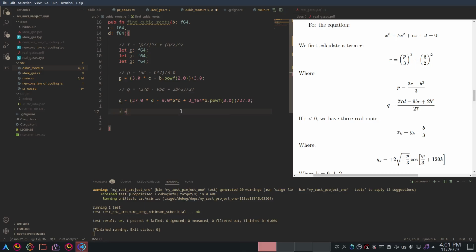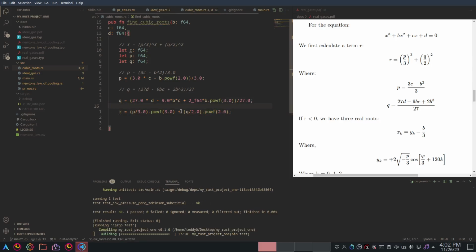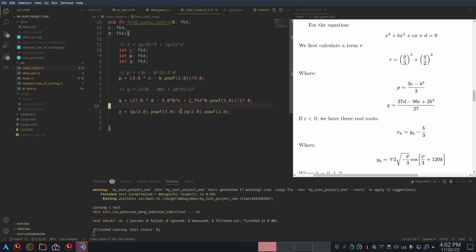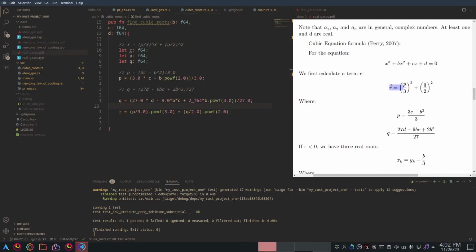R equals P divided by 3.0, power F 3.0, plus Q divided by 2.0, power F 2.0. So that's how you do raising stuff to the power using floating point values. That is finding R so far.